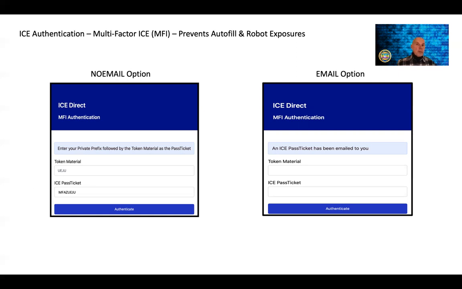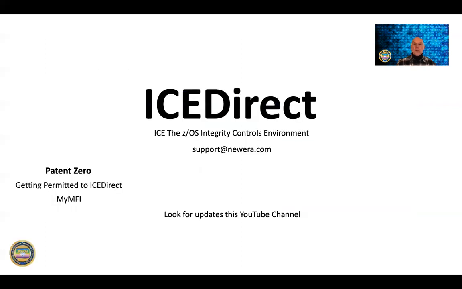You can get a third party involved in this if you choose to bring in that level of security, where the token would be sent to that third party and then they would have to cooperate with you in order for you to be able to move forward to reach the ICEDirect primary menu. So that's the basic material for getting patient 0 authorized.